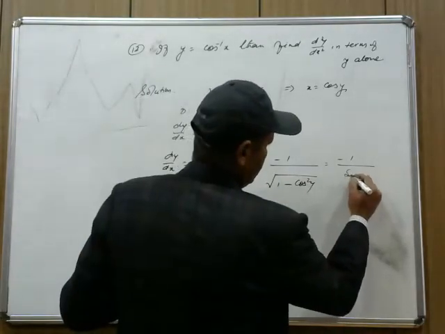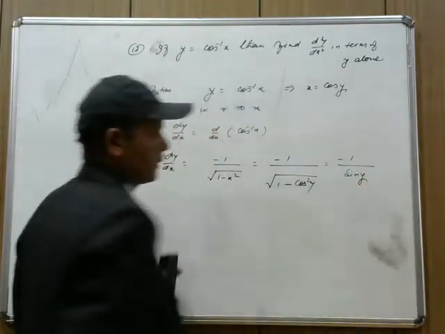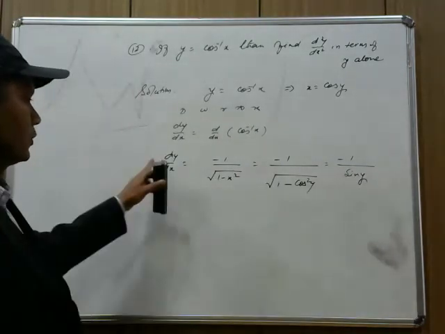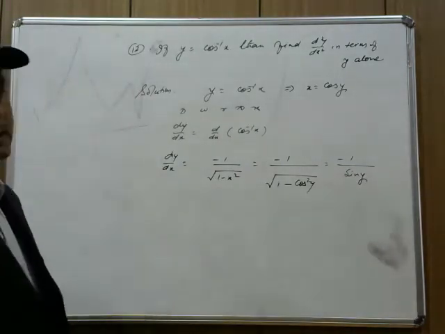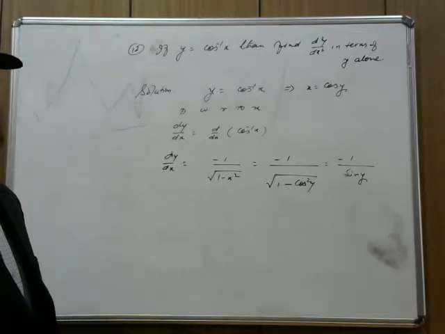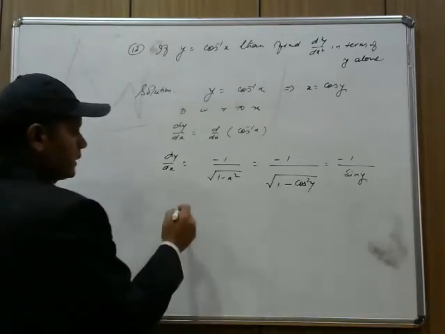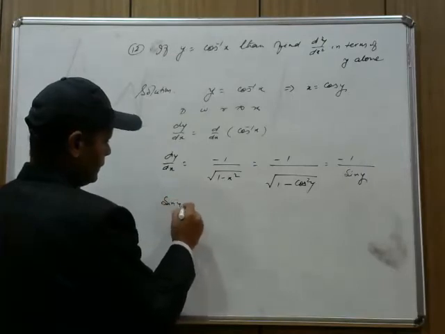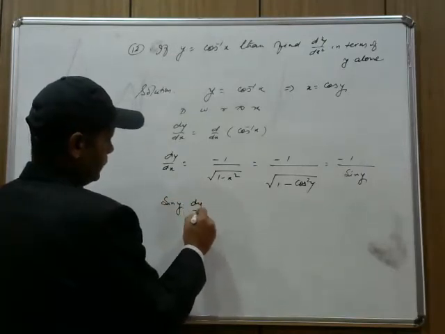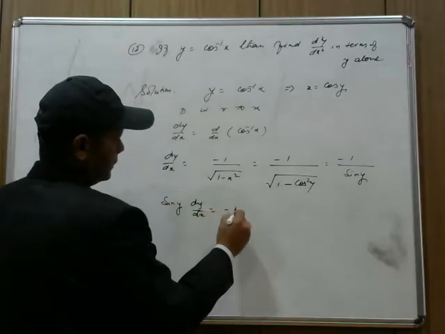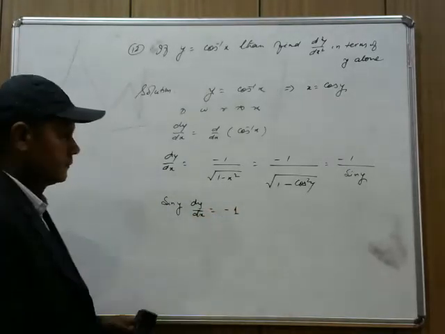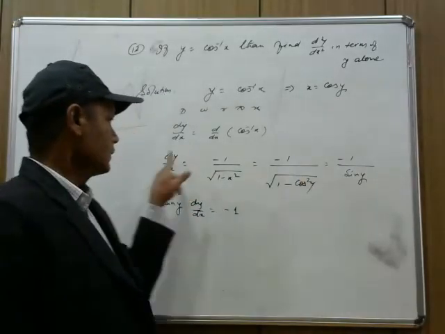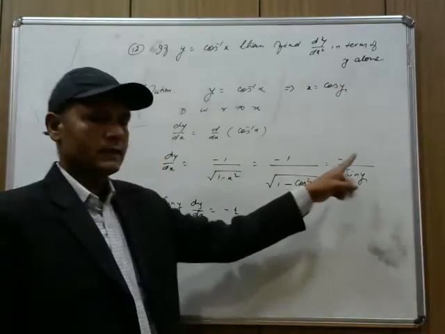That is simply minus 1 upon sin y. Now dy/dx is equal to minus 1 upon sin y. Can I write? Therefore, now what I will get? Sin y into dy/dx is equal to minus 1. Can I write? Sin y into dy/dx is equal to minus 1.